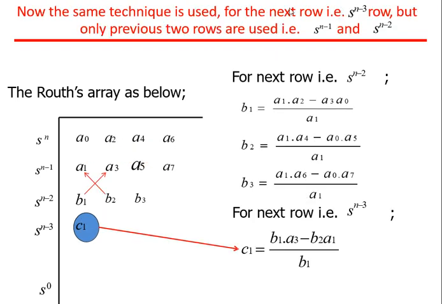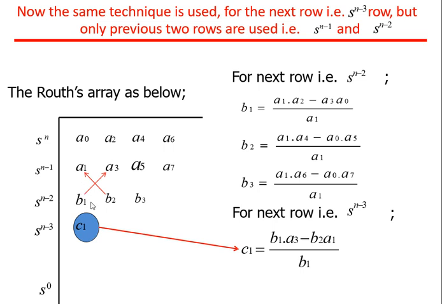Now the same technique is used for the next row, that is the S raised to n minus 3 row, but only the previous two rows are used, that is S raised to n minus 1 and S raised to n minus 2. That you have to keep in mind. Now we have to calculate the coefficients for the next row, that is S raised to n minus 3, and that is denoted by C1. Again, it is very easy to understand, the same procedure we have to follow, but just the above two rows are considered. Means for B1 we are considering S raised to n and S raised to n minus 1, and for C1 we have to consider S raised to n minus 1 and S raised to n minus 2.